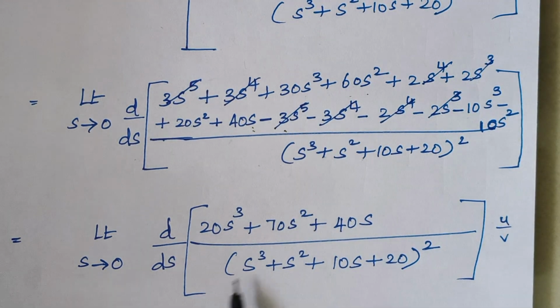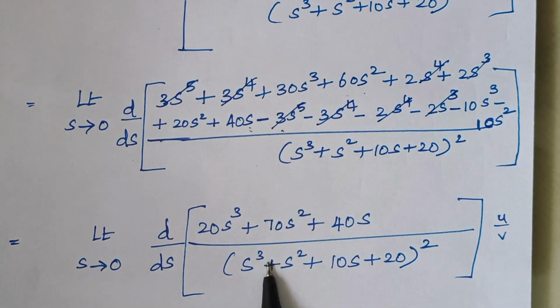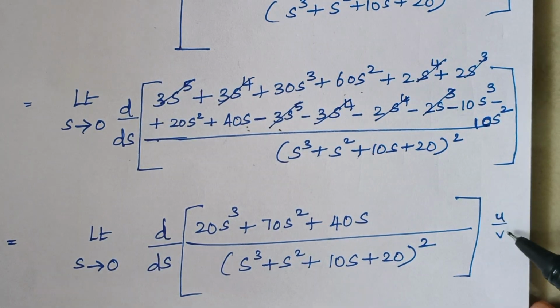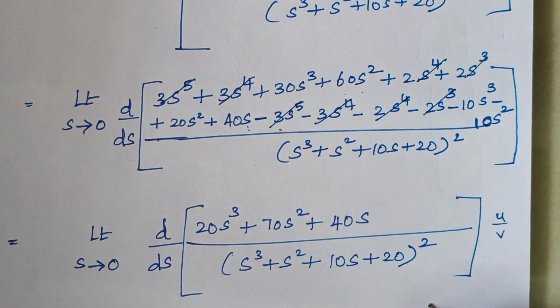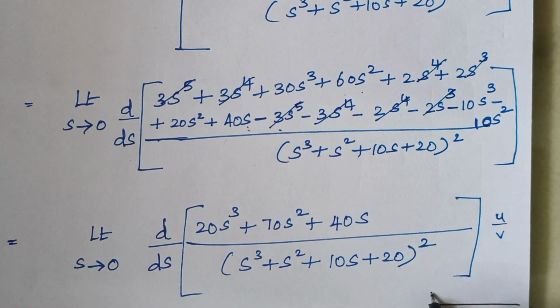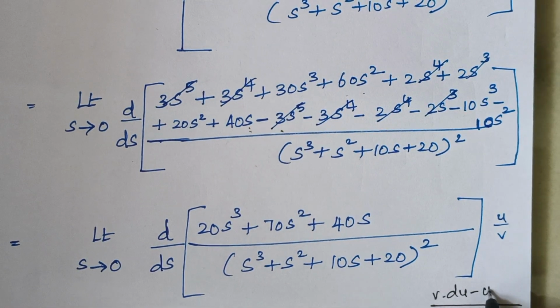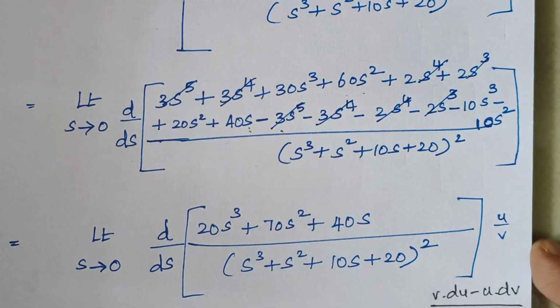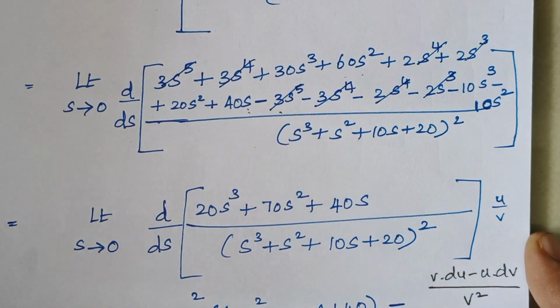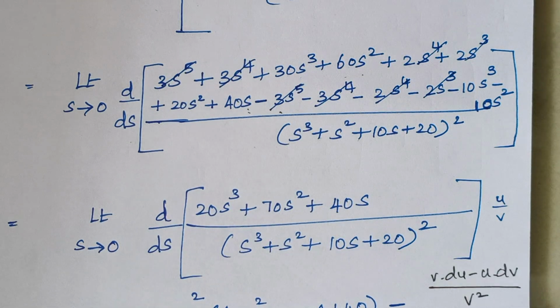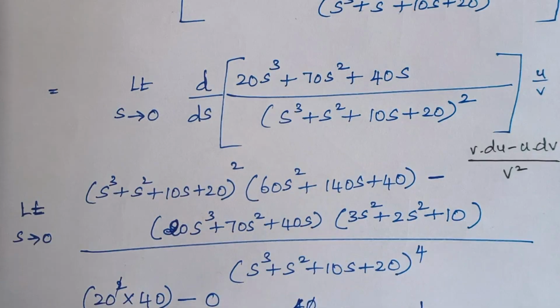Now what is our next step? We have to again differentiate these terms, okay, by using the formula again u by v. So what is the formula? As we have seen previously, v into du minus u into dv. Okay, this is your formula. Now I am going to use this formula and we are going to differentiate this one.